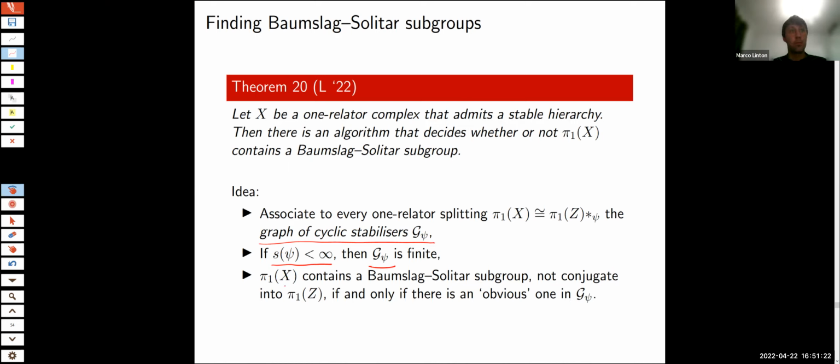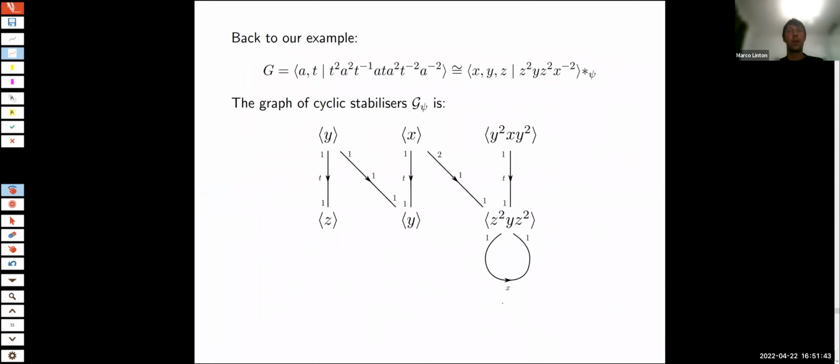Then you can prove that if the fundamental group of X contains a Baumslag-Solitar subgroup which is not conjugate into this vertex group, then this is equivalent to there being some sort of obstruction which appears in this graph of cyclic groups. I'm not going to say exactly what this means, but I do have a picture on the next page, which hopefully should explain somewhat. So back to our example. So we had this group and it splits like this, right?